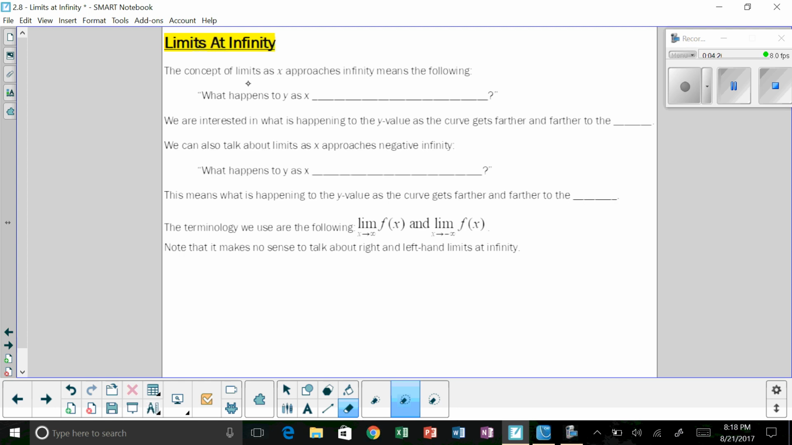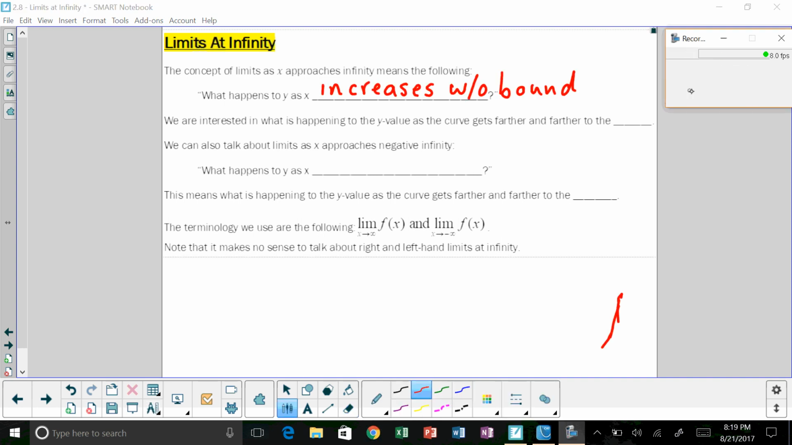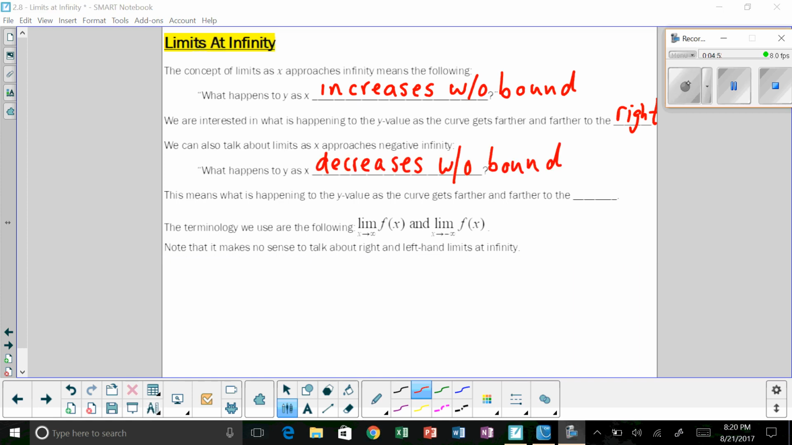So the concept of a limit as x approaches infinity means the following. What happens to y as x increases without bound? We are interested in what is happening to the y values as the curve gets farther and farther to the right. We also want to talk about limits as x approaches negative infinity. This would mean what happens to y as x decreases without bound. This means what is happening to the y values as the curve gets farther and farther to the left.